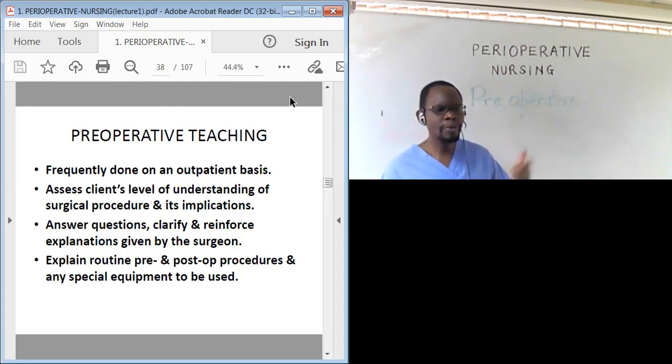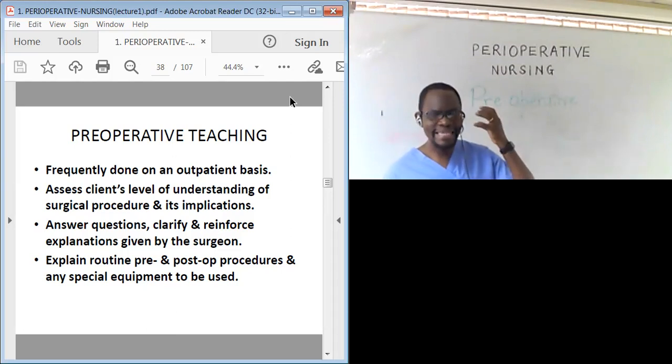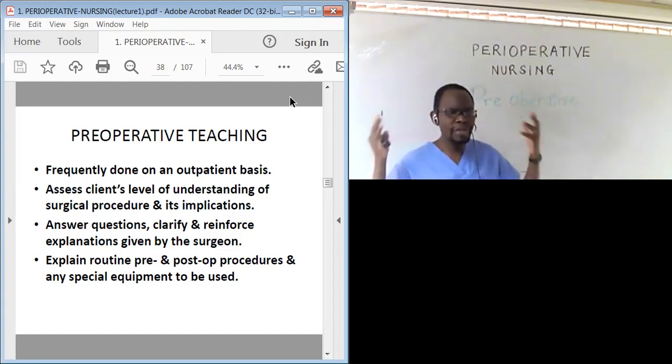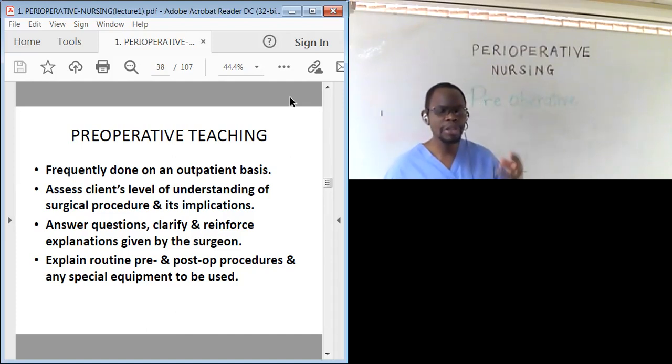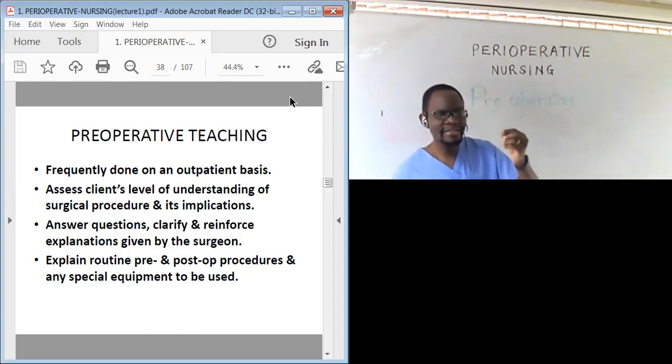Now, so frequently done on an outpatient basis, assess the client's level of understanding of the surgical procedure and the implications. So you need to ask the patient, what do you think? What do you understand by the procedure that you're going to undergo? And what do you think are the implications? Do you think you will be fine after the surgery? So you assess the understanding of this patient as far as the surgery is concerned.